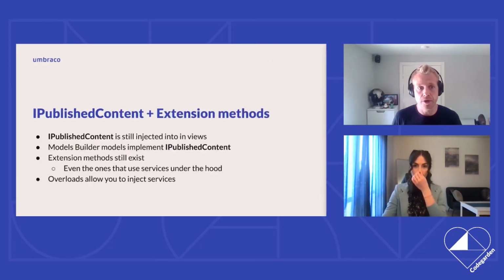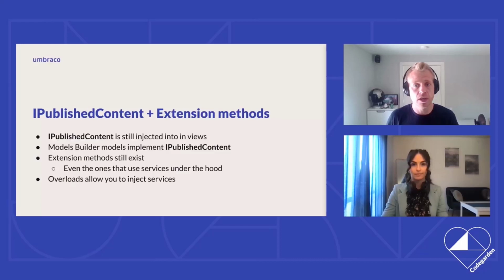Another area that will look like what you know from Umbraco 8 is views. IPublishedContent is still injected into the views. All Models Builder models implement IPublishedContent. All the extension methods you used to use are still there, like Value, Url, Children, Descendants, Ancestors, and so on. Even though some of these extension methods under the hood use services to get the data, these are still available. But we also made the overloads available so you can inject these services and thereby make your code even more testable, and maybe even show your developers which extension methods are maybe not that cheap to call in all cases.